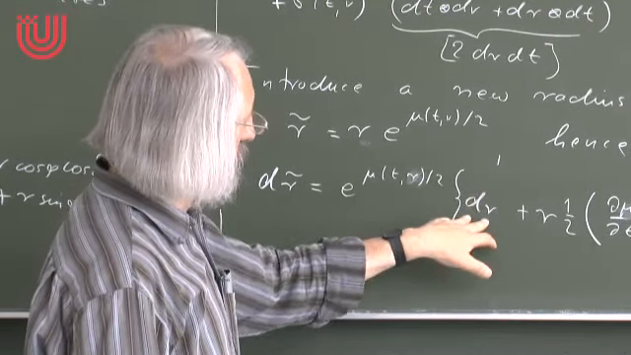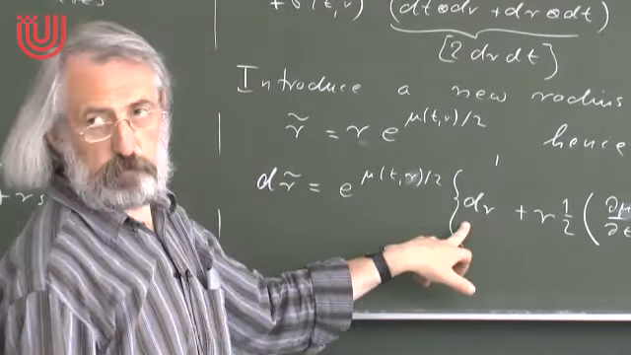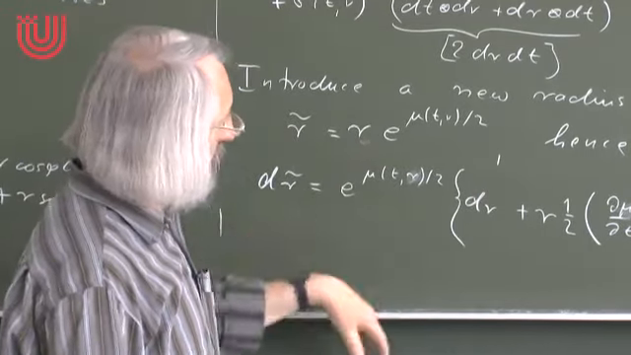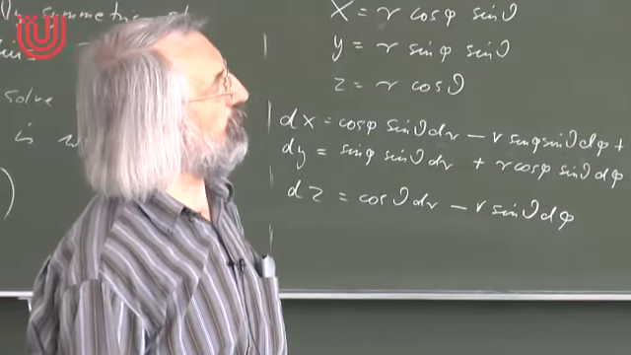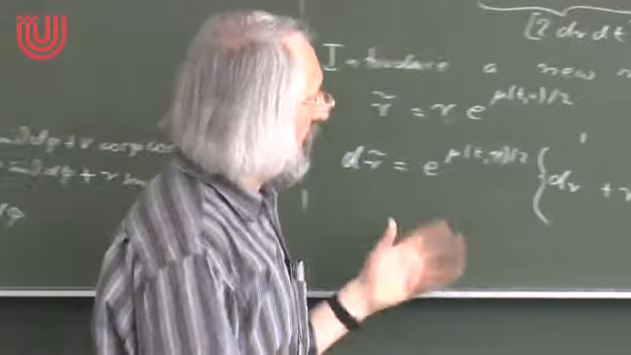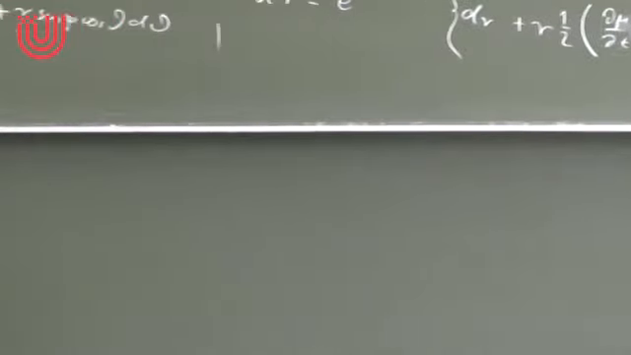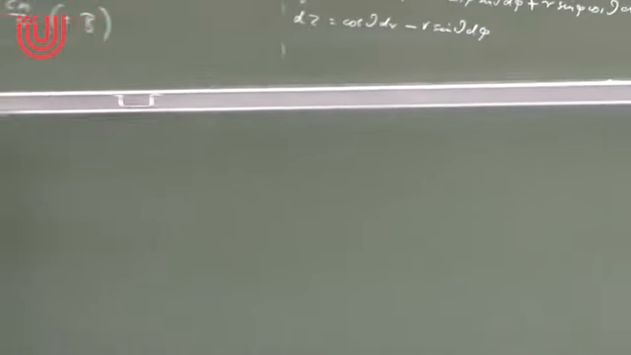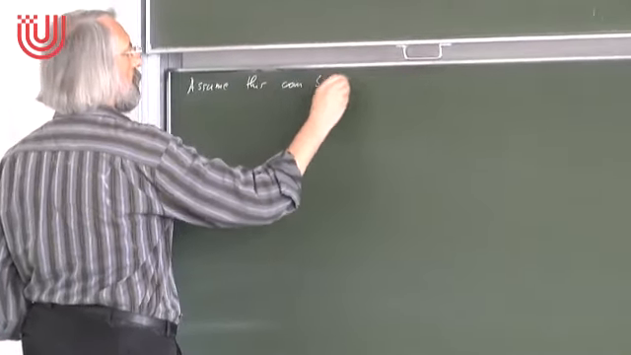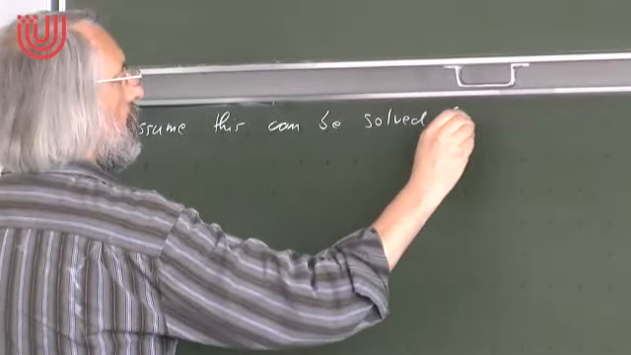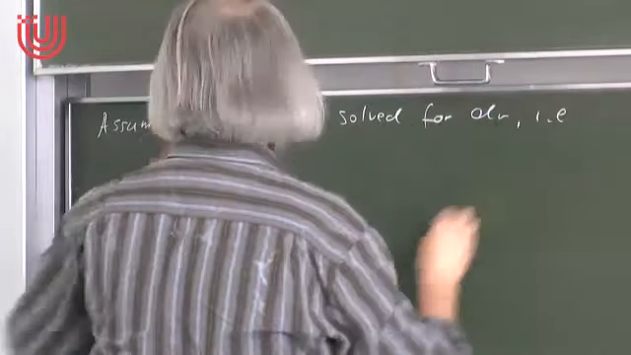So one really has to assume here, it's an additional assumption which is not automatically satisfied, that this equation can be solved for dr. So what we derive now is not the most general form of a spherically symmetric metric. It covers almost all cases, but not all cases. So let's assume this can be solved for dr.